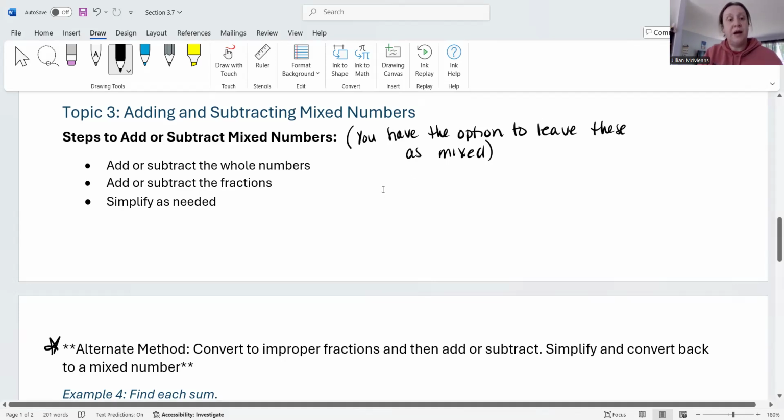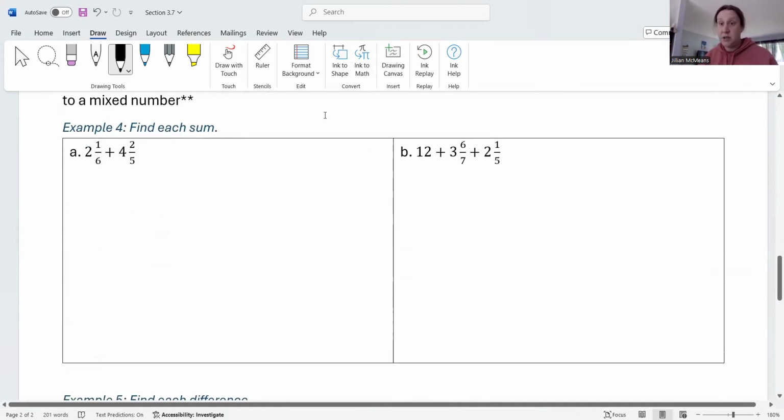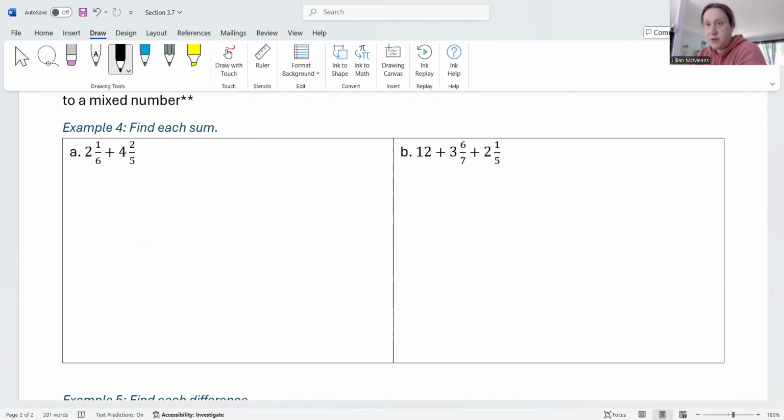So for example 5, the directions say find each sum, okay? So for part A, we have 2 and 1/6 plus 4 and 2/5. So what I generally do is I start by writing this out vertically, okay? I like to have a vertical setup. So I have 2 and 1/6 plus 4 and 2/5, okay? Now, before we can add fractions, remember, we have to have an LCD, okay? So when it comes to finding the LCD, we want to list out multiples or use the prime factorization table, whatever you prefer.